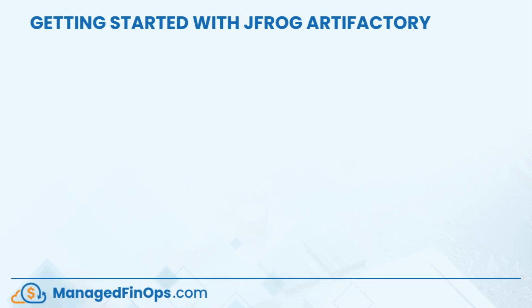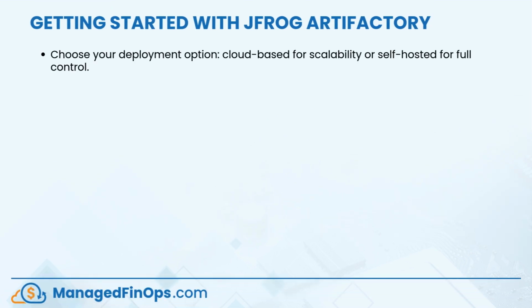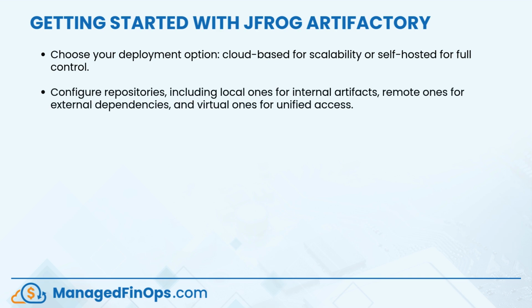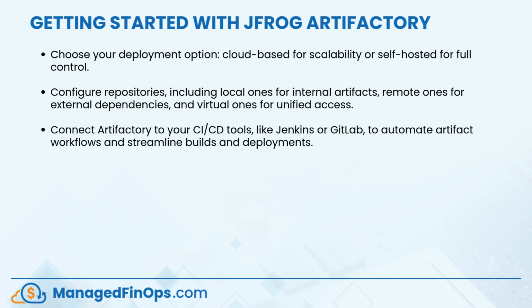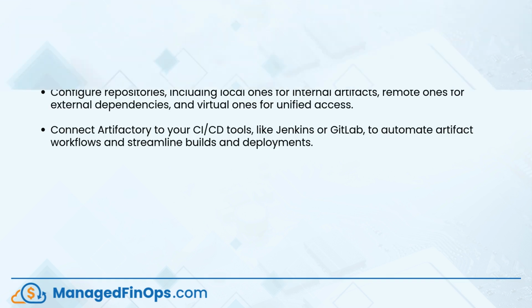To get started with JFrog Artifactory, begin by choosing your deployment type, cloud-based for scalability and ease of maintenance, or self-hosted for complete control and customization. Next, set up your repositories. Create local repositories for internal artifacts, remote repositories to cache dependencies from external sources, and virtual repositories to consolidate access. Finally, integrate Artifactory with your CI/CD tools like Jenkins or GitLab to automate artifact management, ensuring seamless builds, deployments, and artifact retrieval across your workflows.